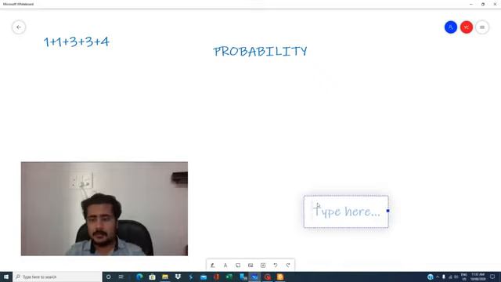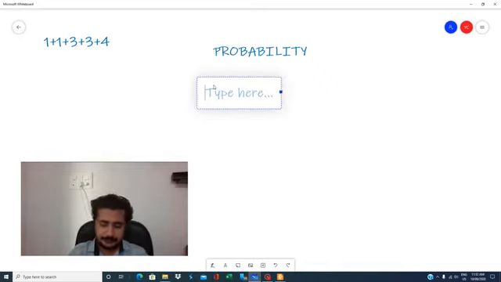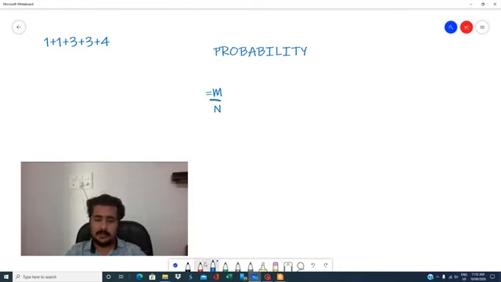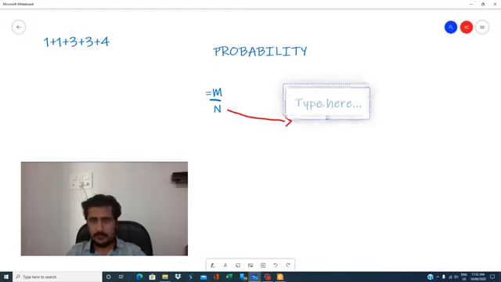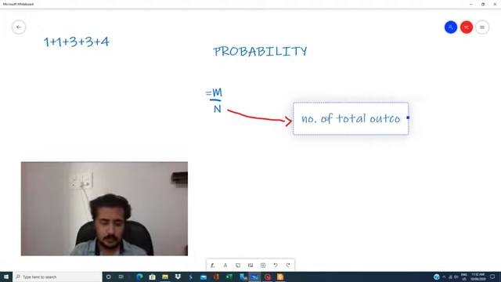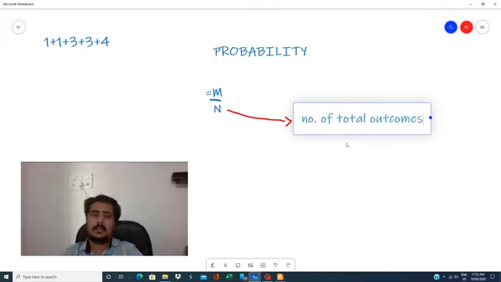Now in simple terms, probability is m upon n. This is probability in simple terms. It is m upon n, very simple. Now, what is m and what is n? So, if I talk about n first, n is the number of total outcomes.